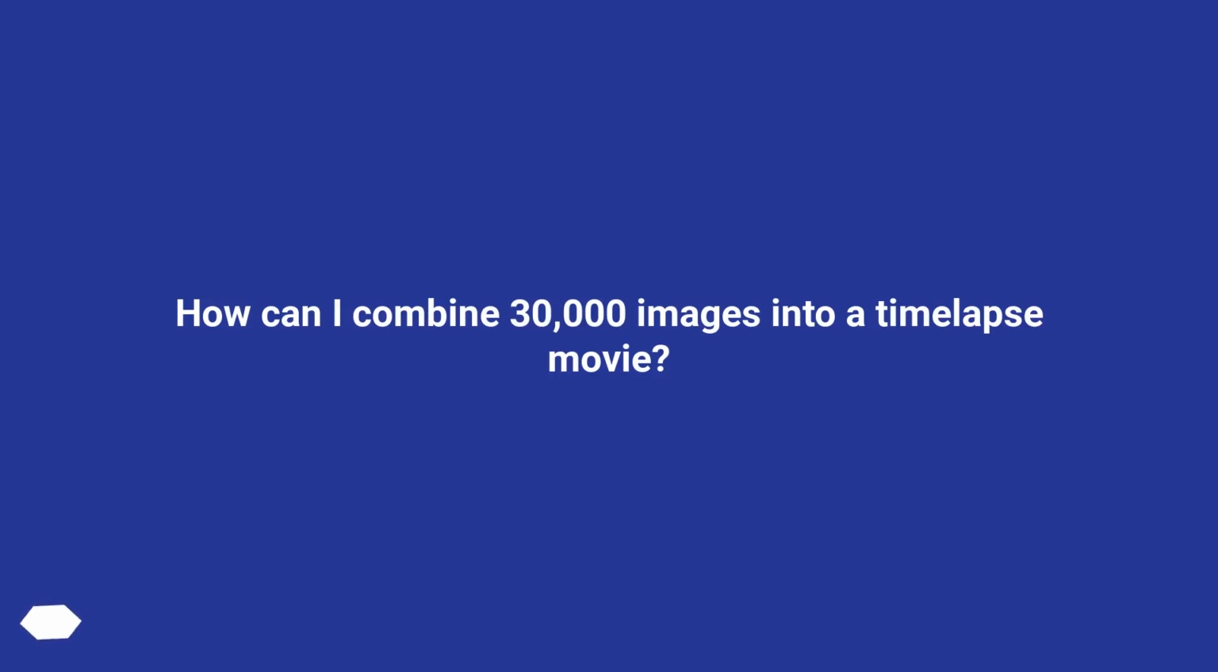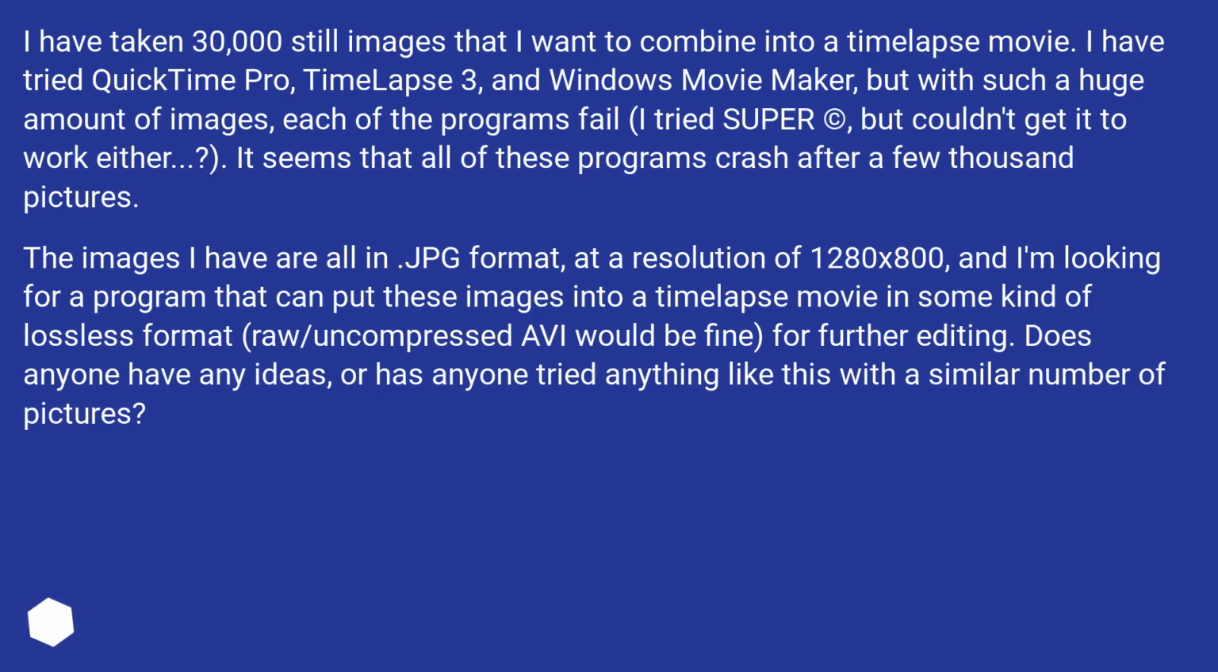How can I combine 30,000 images into a time-lapse movie? I have taken 30,000 still images that I want to combine into a time-lapse movie. I have tried QuickTime Pro, Timelapse 3, and Windows Movie Maker, but with such a huge amount of images, each of the programs fail. I tried Super Copyright, but couldn't get it to work either. It seems that all of these programs crash after a few thousand pictures.